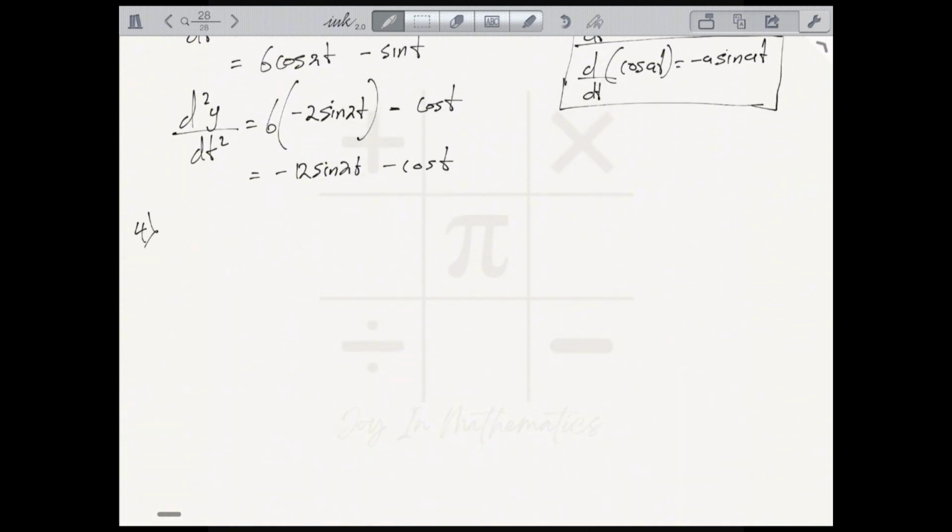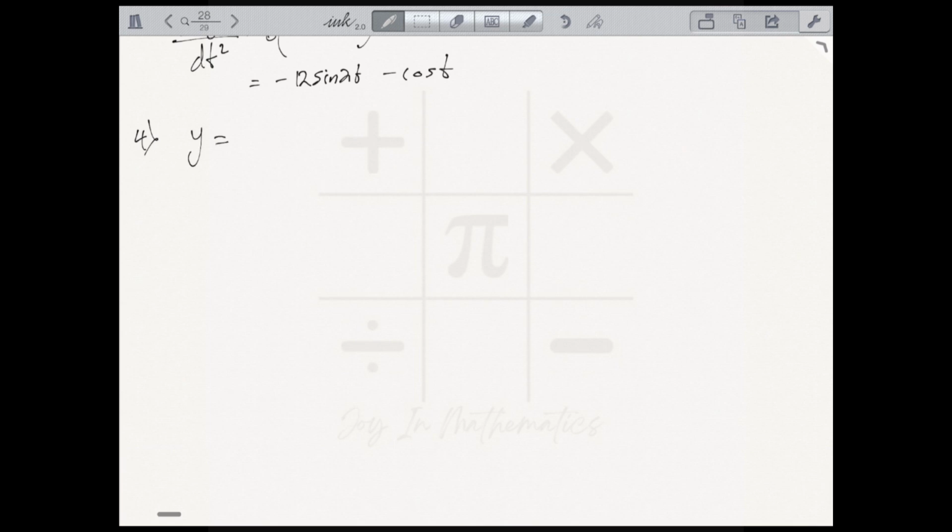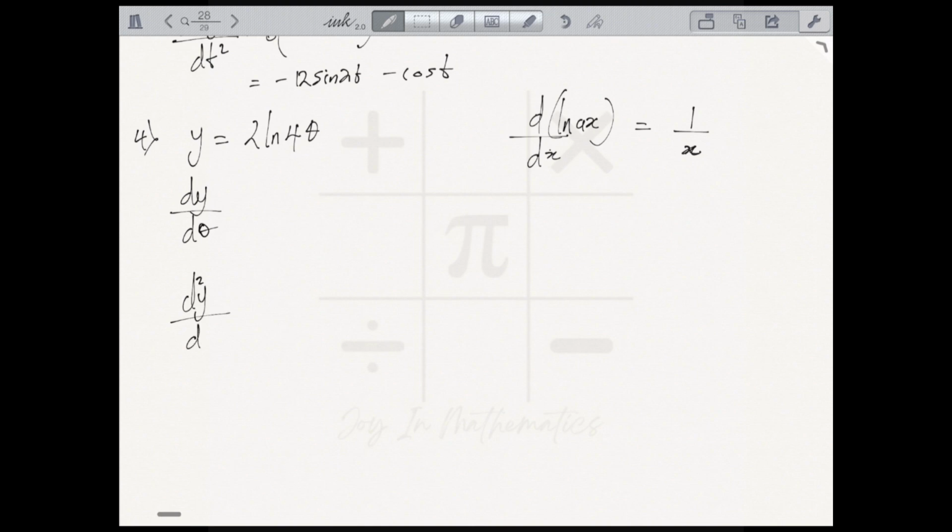Let's take another example. Given y is equal to 2 ln 4 theta, we recall that when we differentiate with respect to x of ln ax, the answer will be 1 over x, irrespective of the value of a. Now we are differentiating up to the second differential coefficient. That is, we are going to evaluate dy/d theta and also evaluate d squared y over d theta squared.